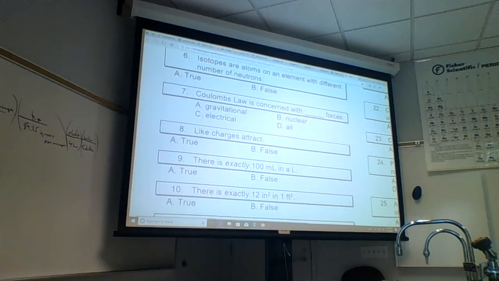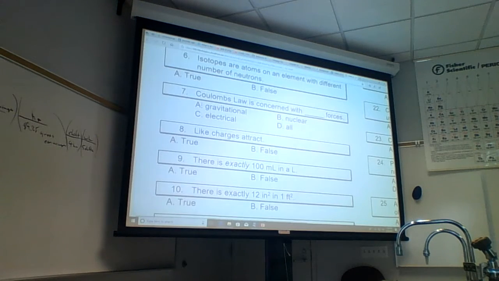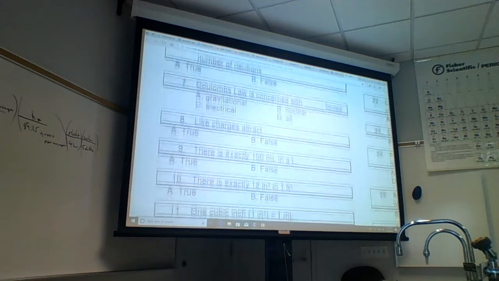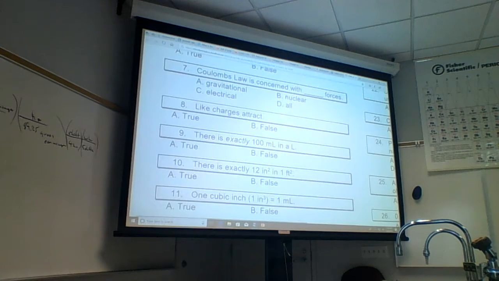All right, 7. Coulomb's law. What did you guys get? Oh, actually, I skipped one. 6. 7. 8. Yeah, nuclear forces. If you take physics 1, gravitational forces are the most important.